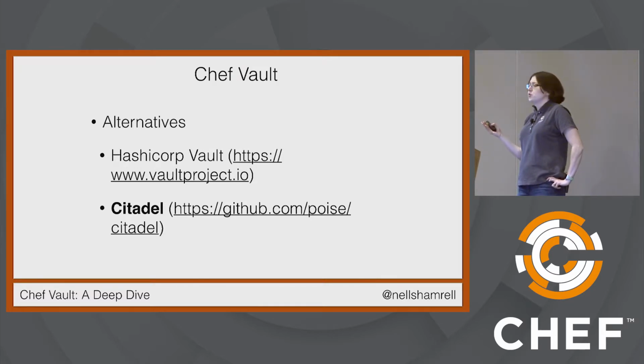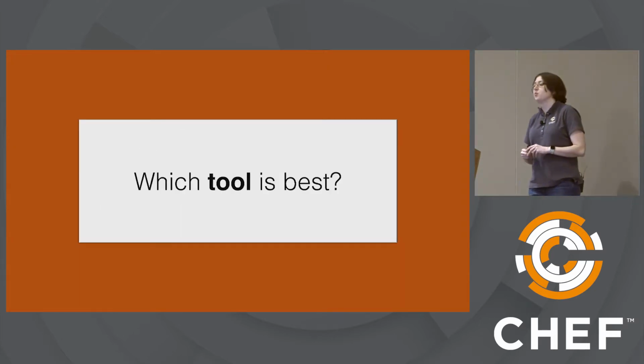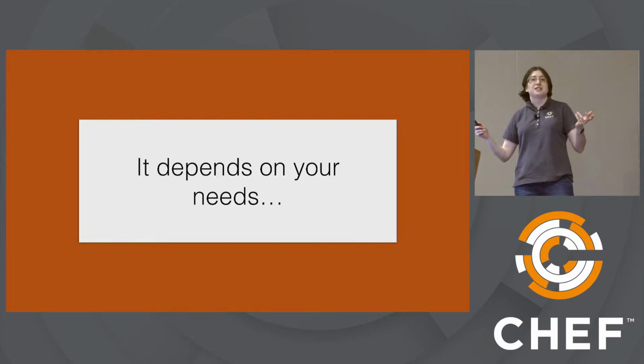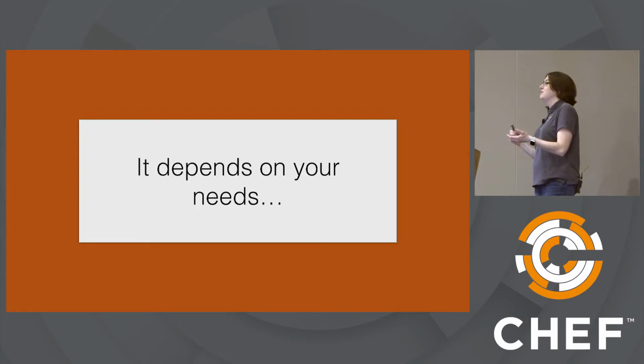So there are a few other tools out there, but these are the four major ones: encrypted data bags, Chef Vault, HashiCorp Vault, and Citadel that I've seen used within the Chef community. And that begs the question, which tool is best? How do you know which one to invest that time in setting up and learning? And the answer, like a lot of things in technology, is, well, it depends. It depends on your needs. It depends on your organization's environment. It depends on the complexity that you're willing to live with or need to live with based on your environment.